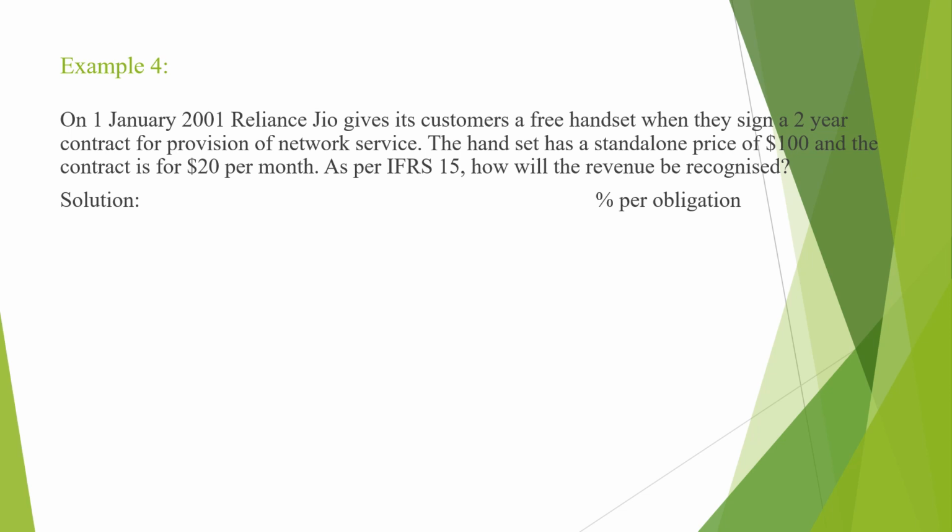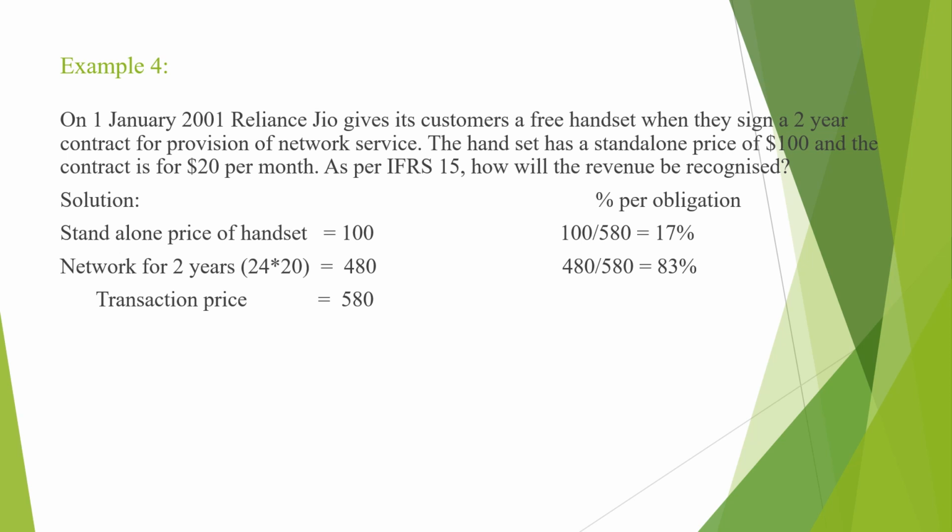One, it's the delivery of the handset, and second, you have to provide the network service, right? Now, the standalone price of the handset is $100. Now let's see how it goes. The standalone price of the handset is $100. It's given in the example, and the network is for 2 years at $20 per month. Okay, so that is their standalone service.